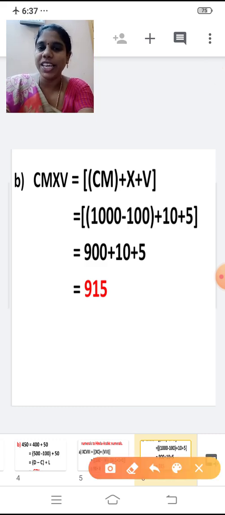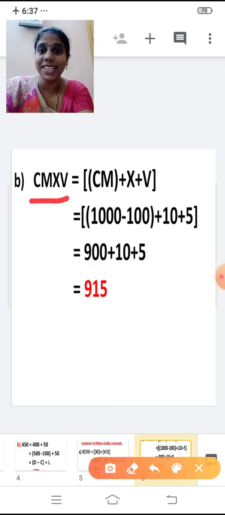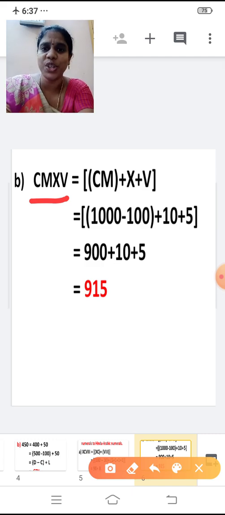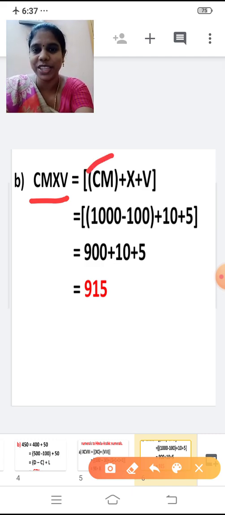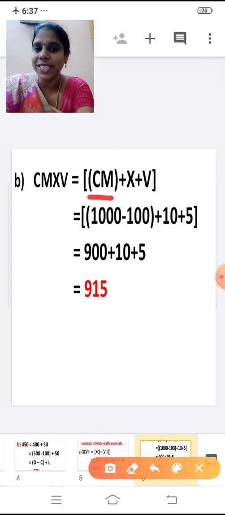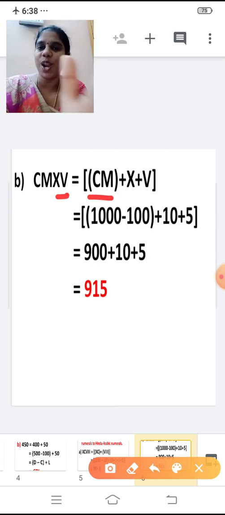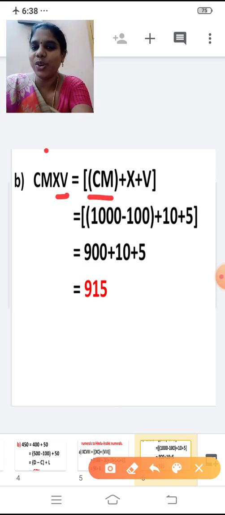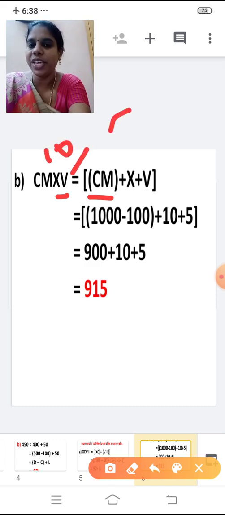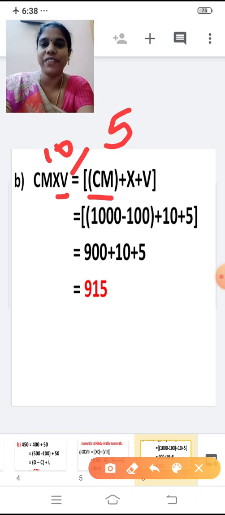Yes. So same thing, CMXV. Just see this. The value of C is 100 and the value of M is 1000. The smaller one is placed before the larger one. What do you have to do? You are going to subtract, right? So you take it separately, CM plus X plus V. The value of X is 10 and the value of V is 5. The smaller one is placed after the larger one, so we can add that directly. If the smaller one is placed after the larger one, you can add that directly.